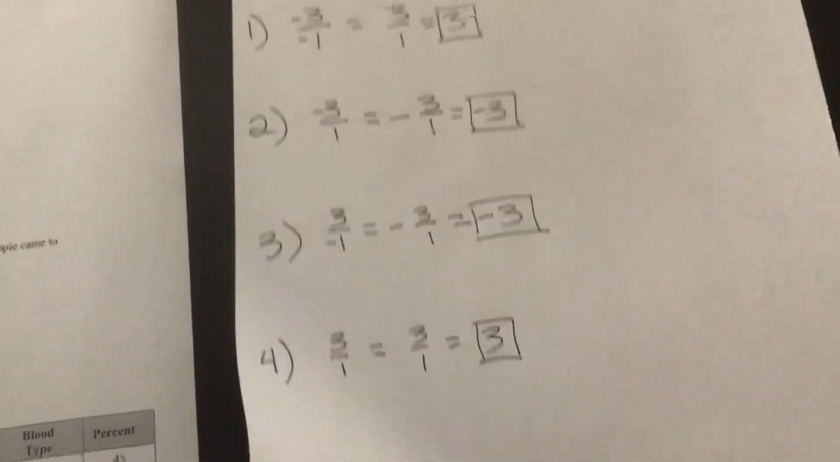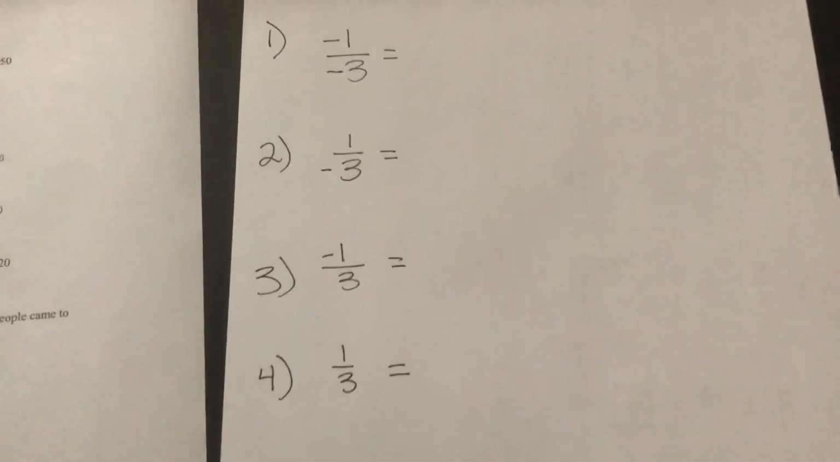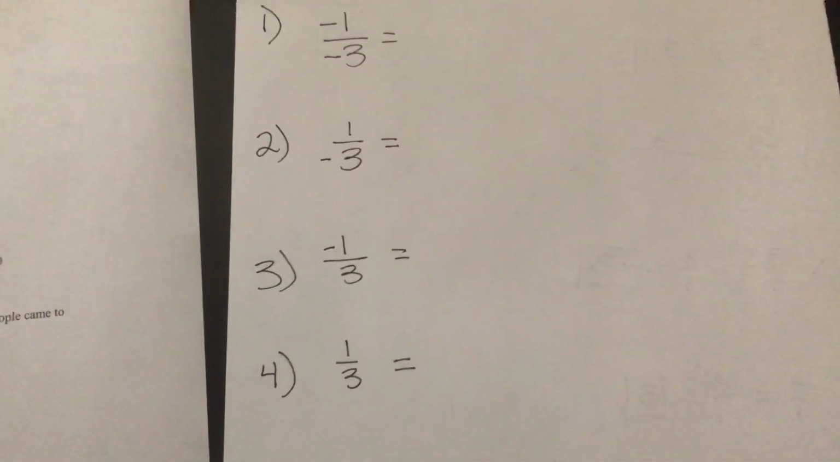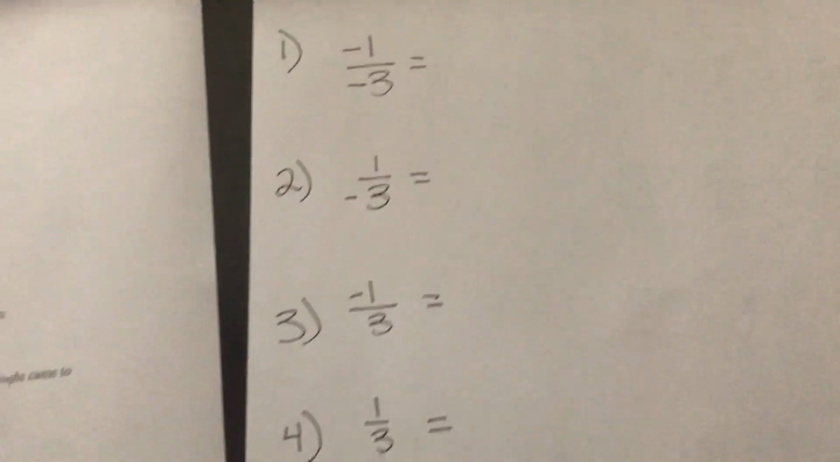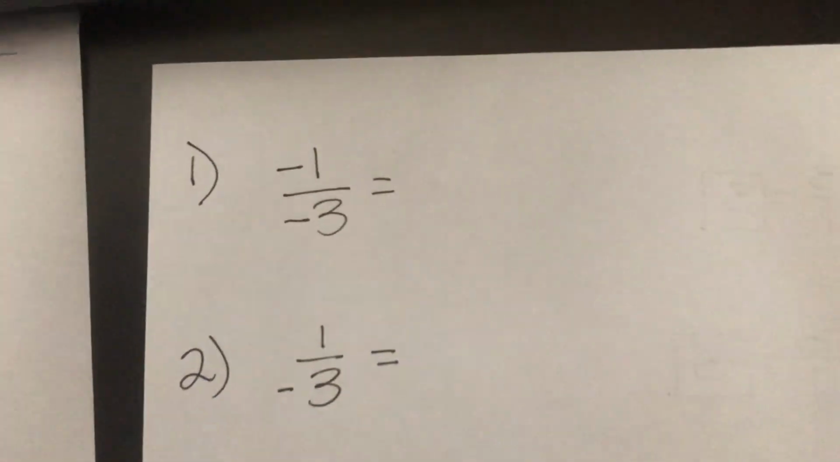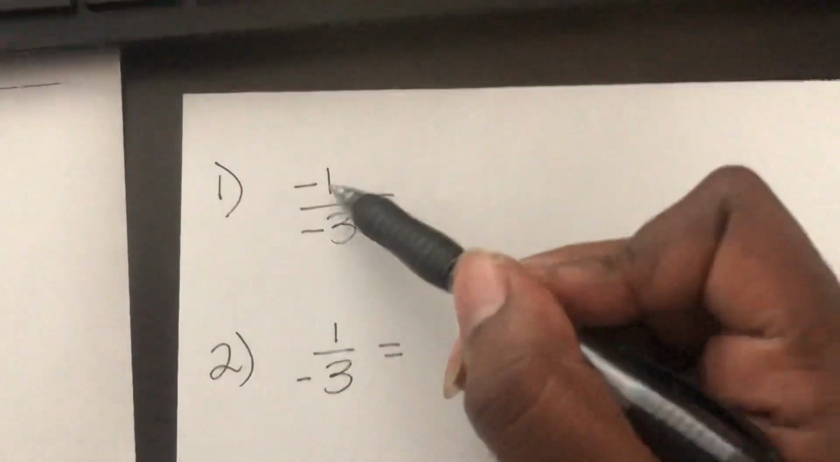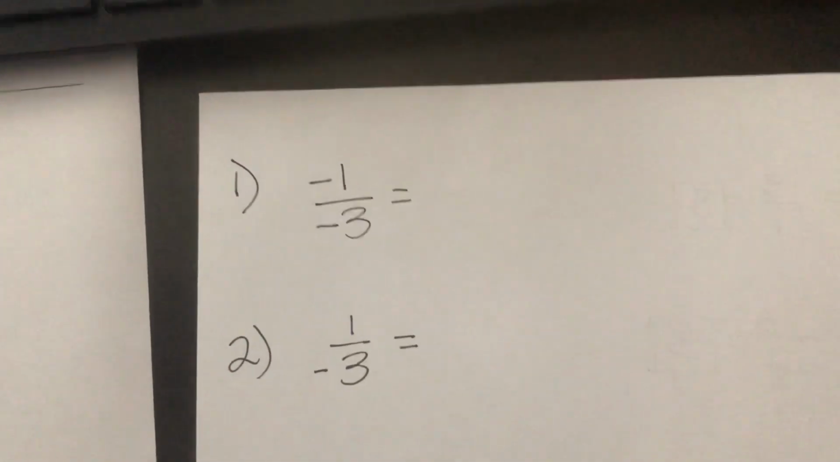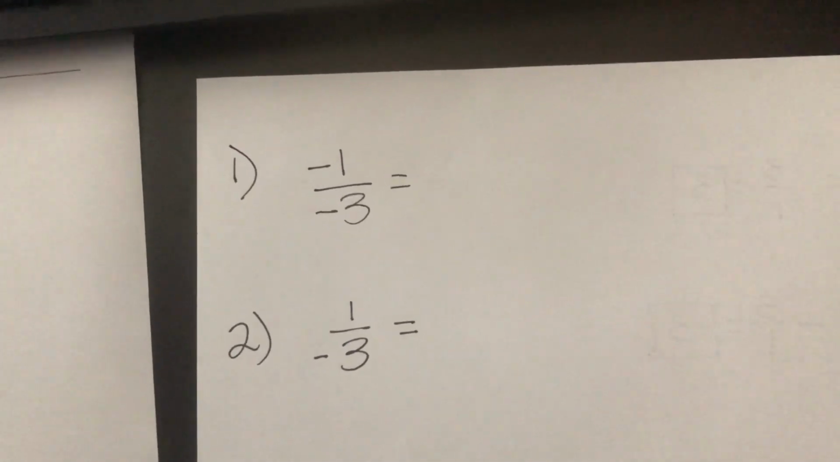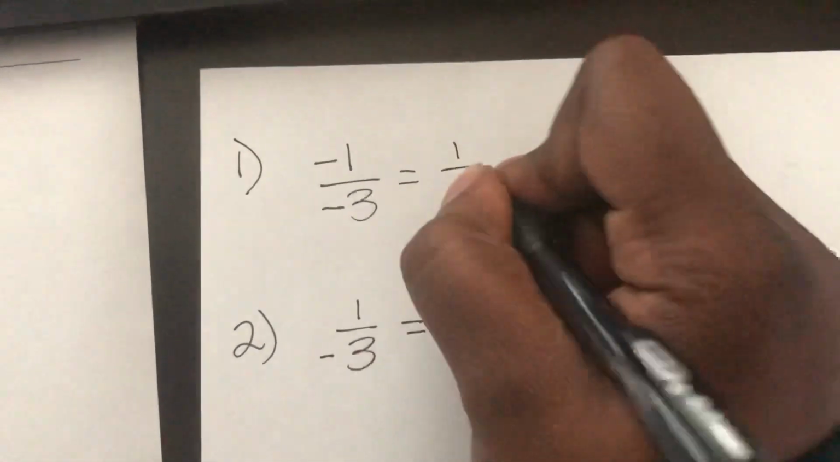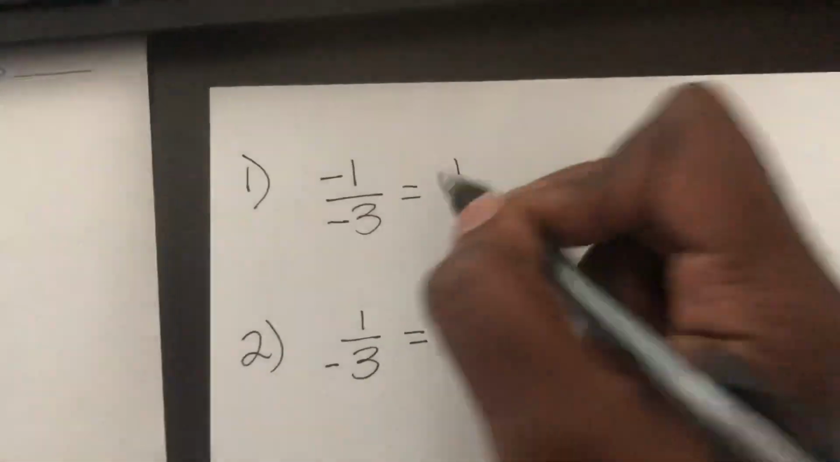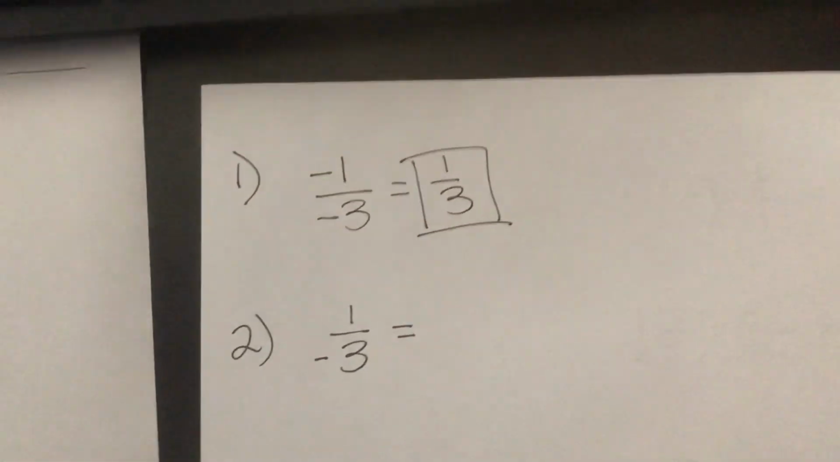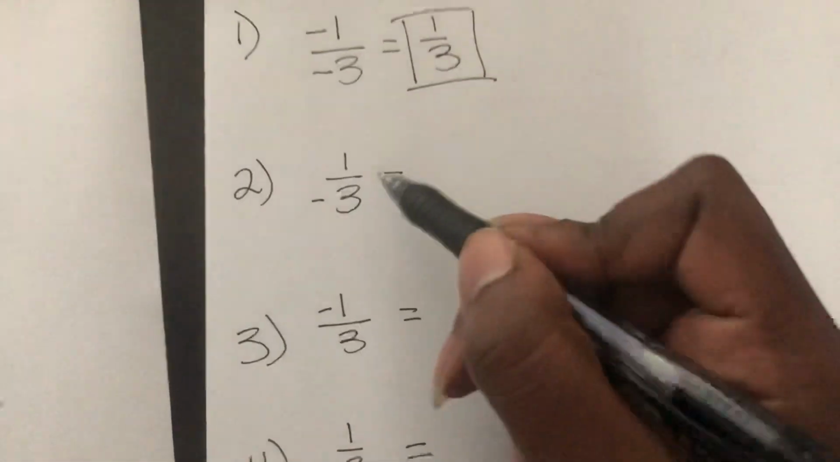So let's try the same thing over on this side. Okay, this time we're not going to turn them into whole numbers. We're going to leave them as fractions. So starting with this one, we've got a negative divided by a negative. So with our integer rules as far as dividing, this is actually going to turn into a completely positive fraction. And that's it.